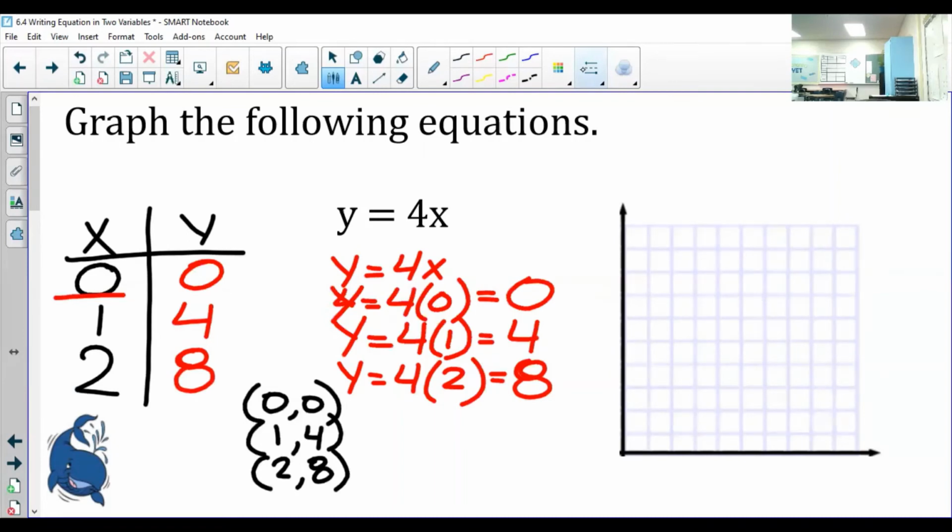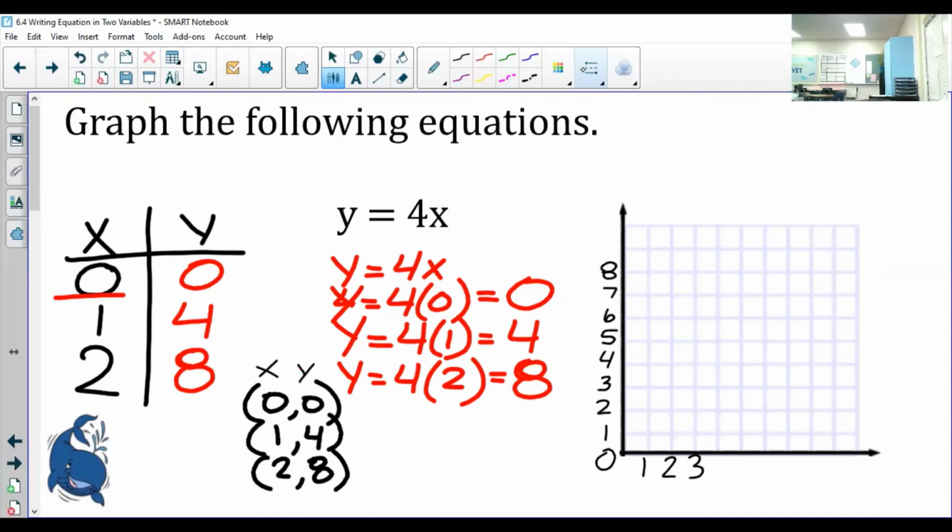So we're going to come over to our graph. We're going to label it. We're going to start with 0, 1, 2, 3. And so these are my x values, these are my y values, right? My y's go all the way to 8. So I'm going to count up to 8. 1, 2, 3, 4, 5, 6, 7, 8.